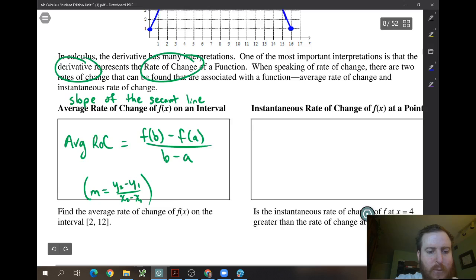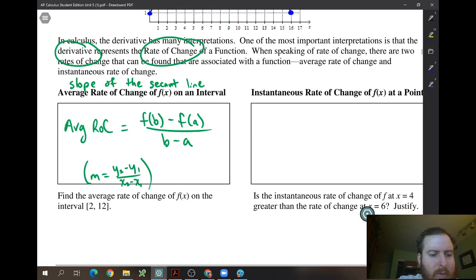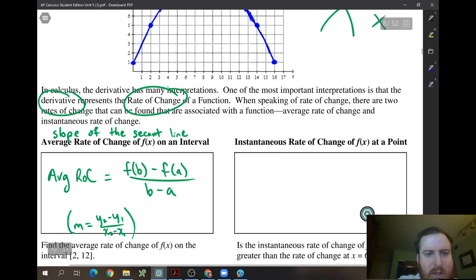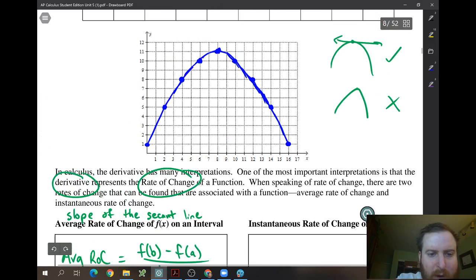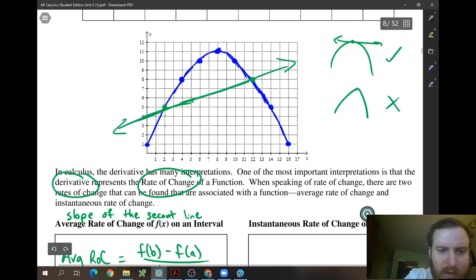And so if we're asked to find the average rate of change on the interval from 2 to 12, we can do that with the formula, but just to see what that represents up on the graph, if we plotted the point at x equals 2, right? And at x equals 12, if we plotted those 2 points, and if we created a line through them, right, this would be our secant line. And the slope of the secant line is equal to our average rate of change.